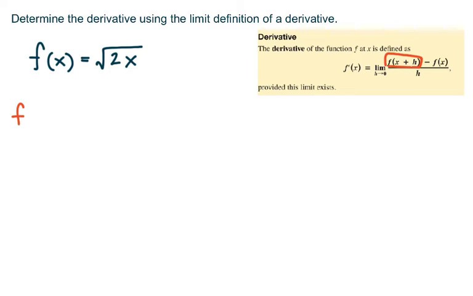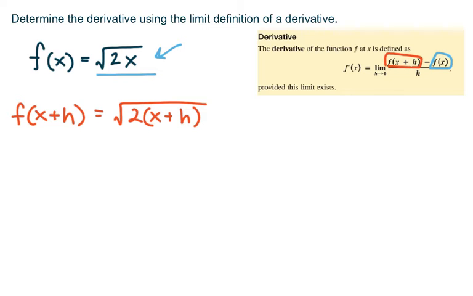So I'm going to calculate f of x plus h, which is the square root of the quantity 2, and I'm plugging x plus h in just for x, so that's 2 times x plus h. Once I have that, I can set this up using my original function and the f of x plus h that I have here. One note, and it's really up to you, but you can go ahead and distribute that 2, and say, well, that's 2x plus 2h.